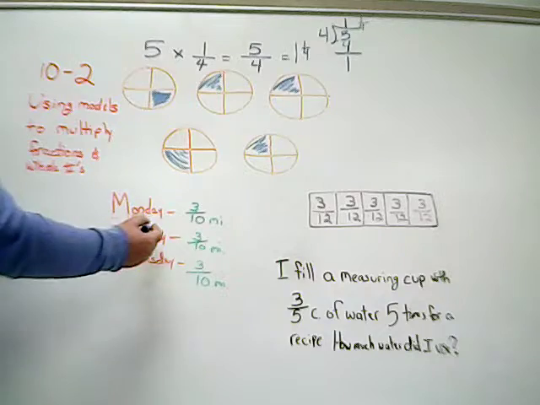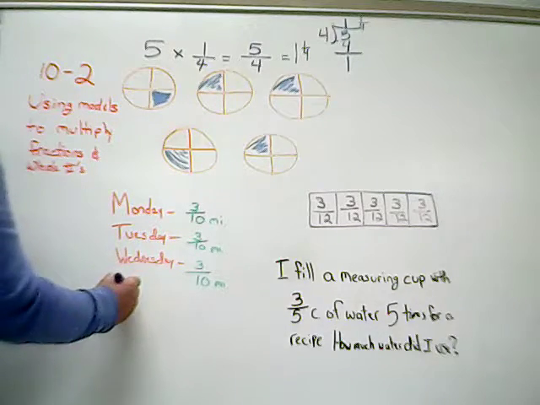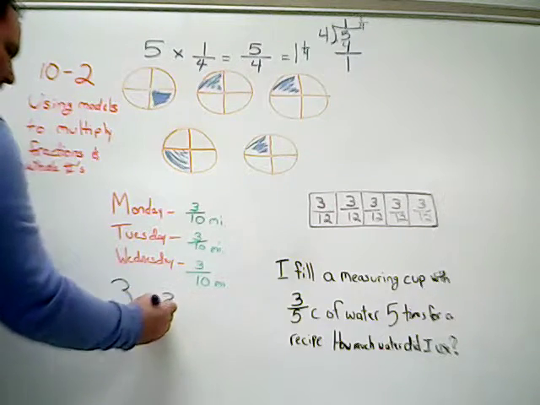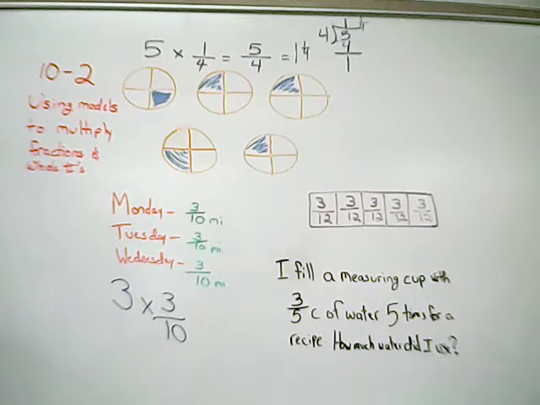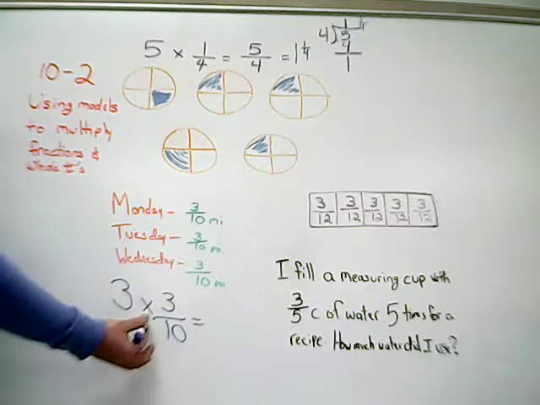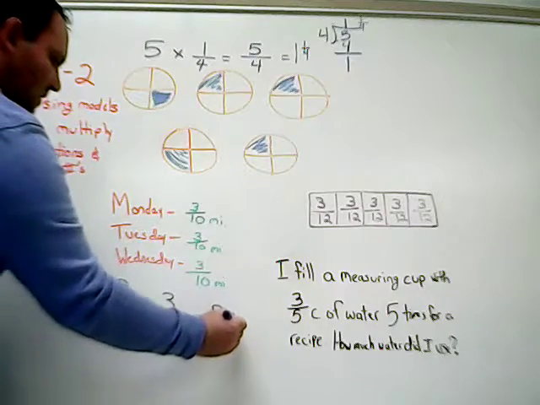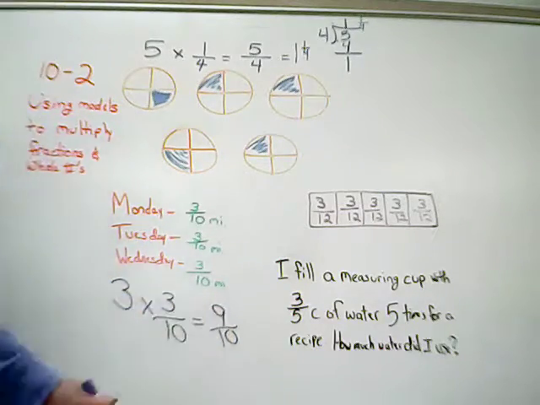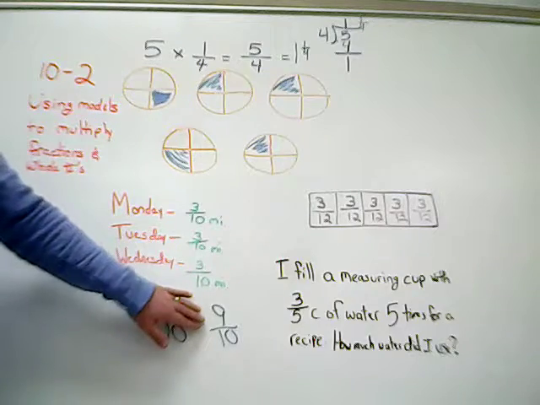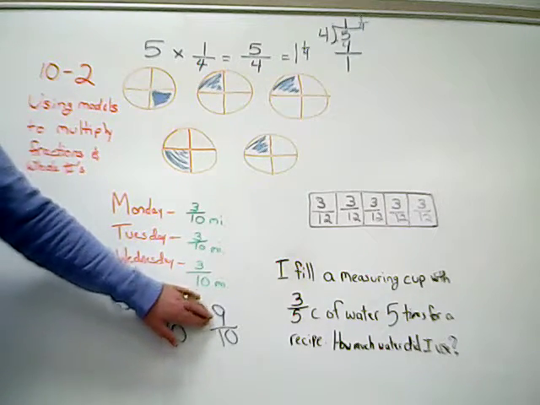I have 3 days, 1, 2, 3. Each day I ran 3/10 of a mile. So I'm going to do 3 times 3/10. Again, we multiply our numerator with our whole number. So 3 wholes times 3 would be 9. And my denominator stays the same. It stays as a 10. So in this case, throughout the course of these 3 days, I ran 9/10 of a mile. I don't need to do anything as far as mixed numbers because this is a proper fraction. My numerator is smaller than my denominator.